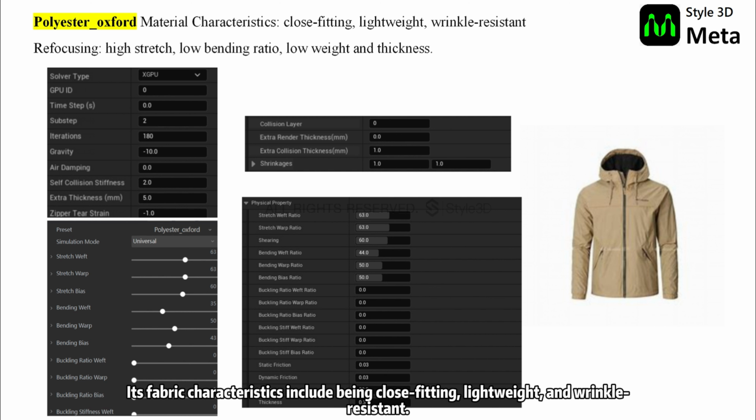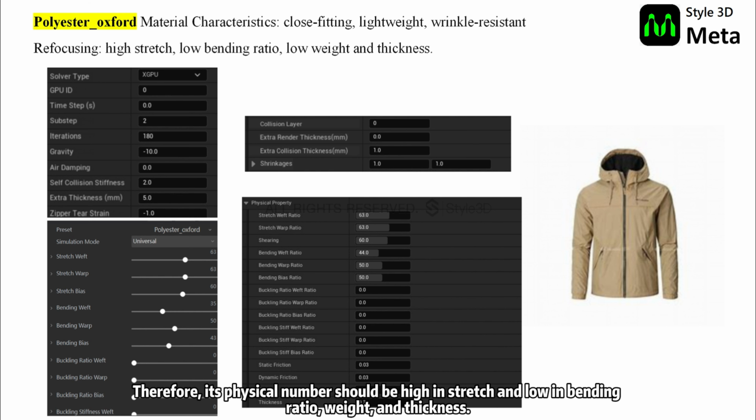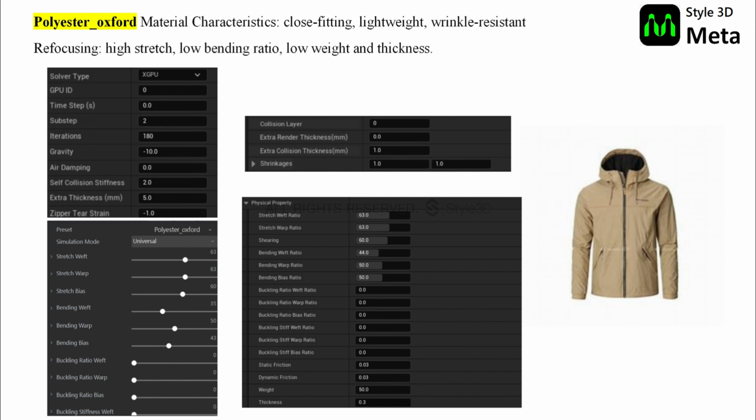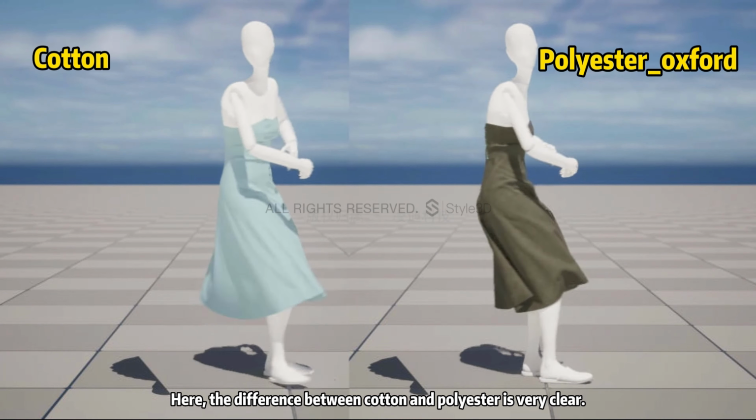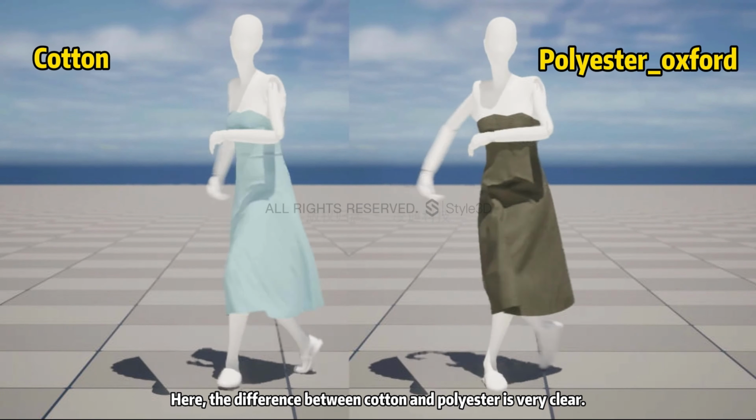The fabric compared to cotton is polyester, commonly used in outdoor garment. Its fabric characteristics include being close-fitting, lightweight, and wrinkle-resistant. Therefore, its physical number should be high in stretch and low in bending ratio, weight, and thickness. Here, the difference between cotton and polyester is very clear.